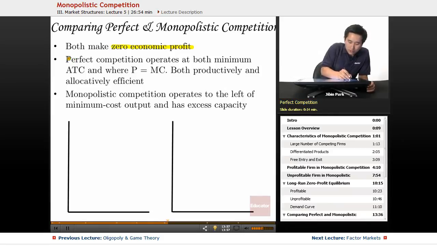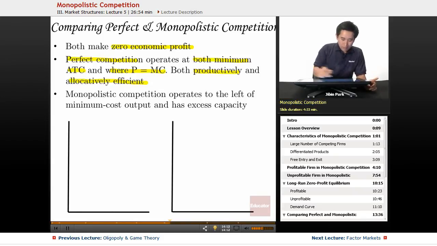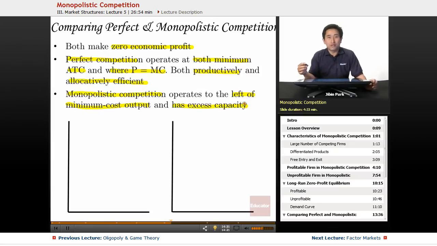In perfect competition, they operate at both minimum ATC and where P equals MC. So you can say that both are productively and allocatively efficient. Okay, that is not the case in monopolistic competition. In monopolistic competition, they operate to the left of the minimum cost output and therefore have excess capacity. And therefore, it is neither allocatively efficient nor productively efficient.